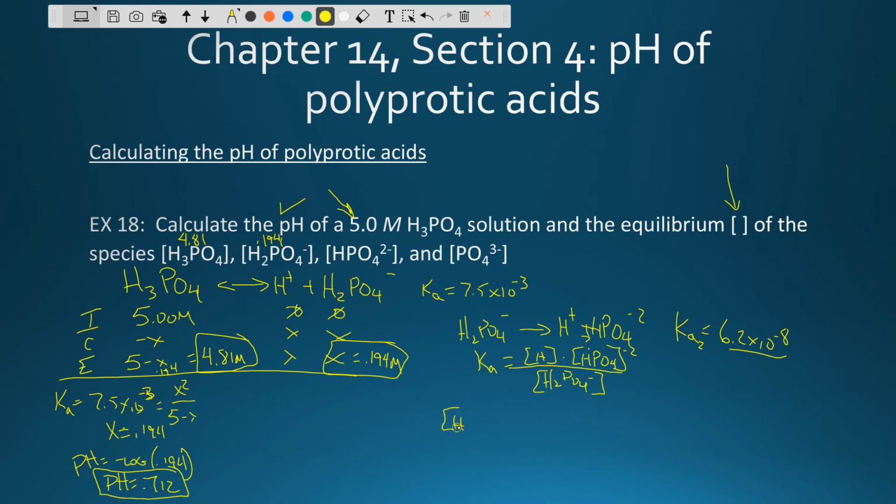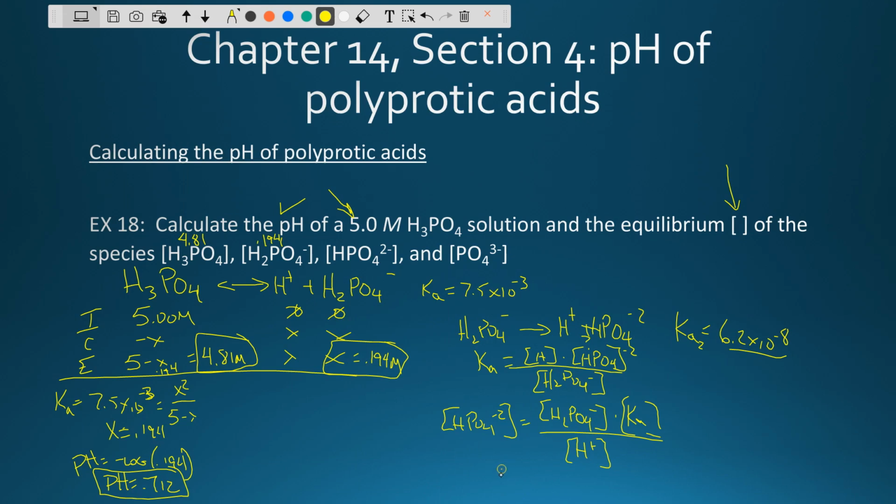In other words, I'll end up with an HPO4 2- concentration that is going to be my H2PO4- times my Ka, and that's going to be divided by my hydrogen ion. Again, what I'm doing is getting this guy by itself, multiplying by both sides, and then I divide by my hydrogen.